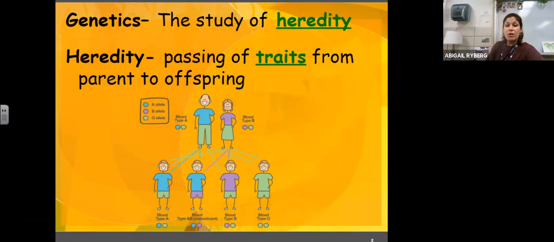So again, right now, all of you are just following along with the virtual notes packet and making sure to pause as you need to fill in the blanks. So when we talk about genetics, genetics is just the study of heredity. And heredity is what is so interesting to almost all of us, about passing traits from parent to offspring.